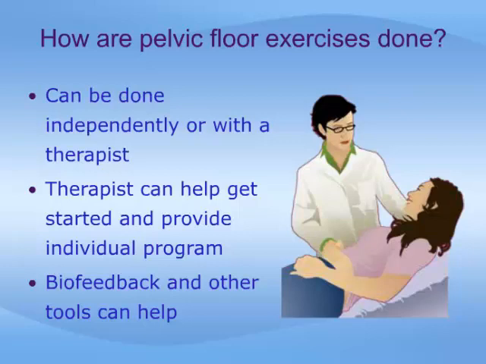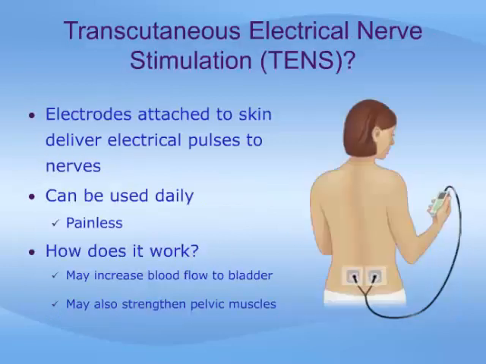They also have many special techniques at their disposal, such as biofeedback and TENS, which can be useful for some patients. A TENS machine delivers painless electrical impulses to nerves. Several electrodes temporarily attached to the skin carry these impulses. Researchers are not sure why TENS reduces pain, frequency, and urgency for some people with IC. It may increase blood flow to the bladder, strengthen muscles in the pelvis, or both.